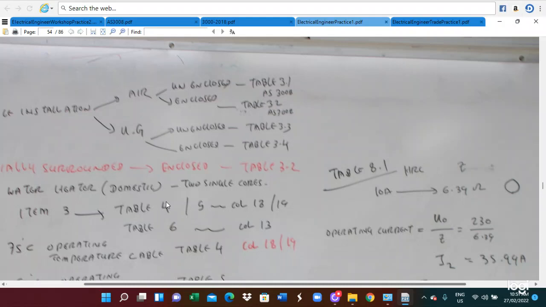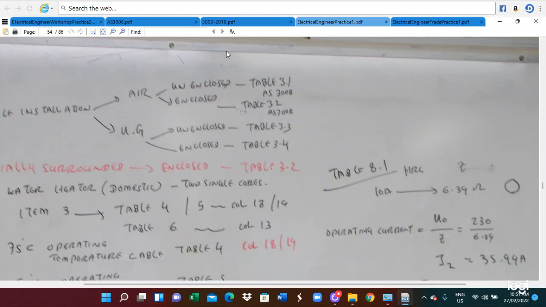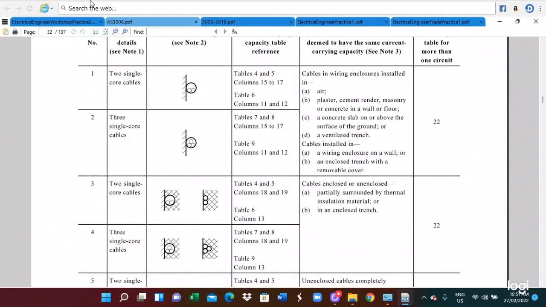In this case, it's given V75, so this will be the 75 degrees centigrade operating temperature. Therefore, we have to utilize table 4, column 18, 19. So from table 3.2, it refers to table 4, column 18 and 19.